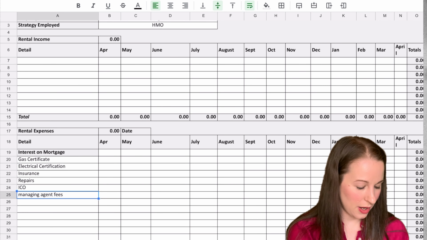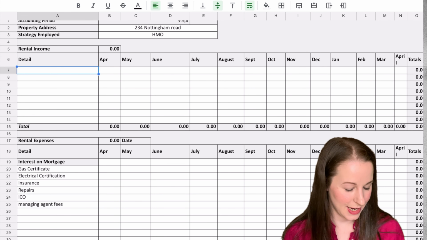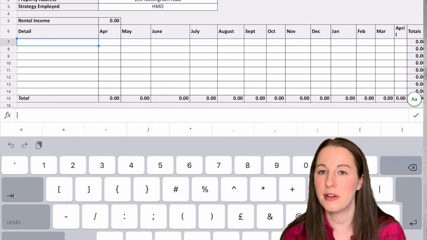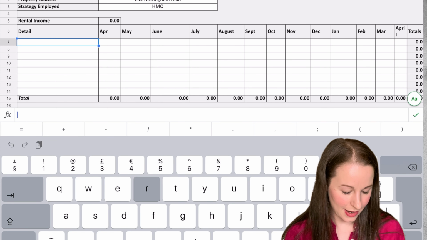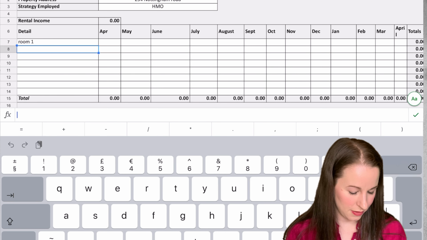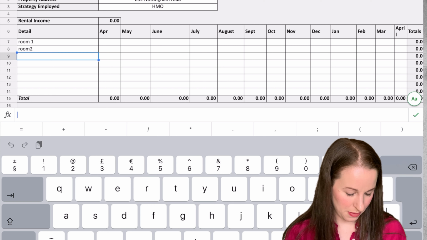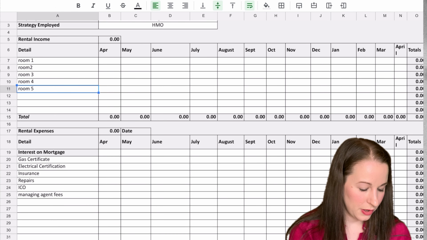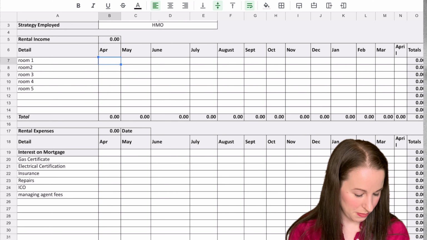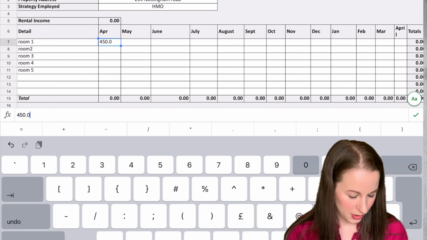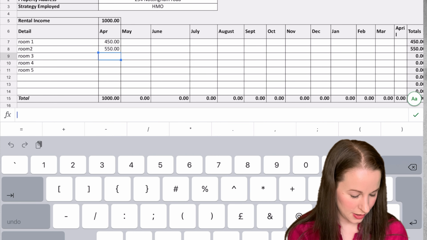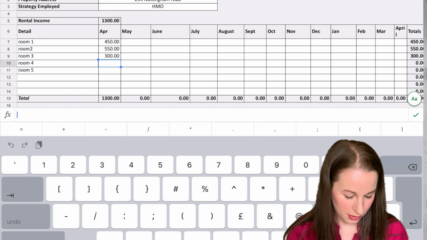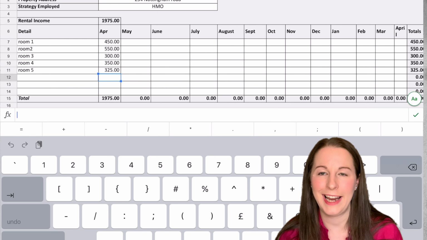Now, in my rental income bit, I can now separate it out. So even on this simplified, non-software based approach, I can do room 1 in there, and we're going to have, how many rooms are we going to have today? We're going to have 5 rooms because that's a good size HMO. And we might be looking through, and in April we had, for this one in the month, we had 450 on that room. We had 550 on that room, we had 300 on that room, 350 on that room, and 325 on that room. So month 1, I'm fully let, not a problem.